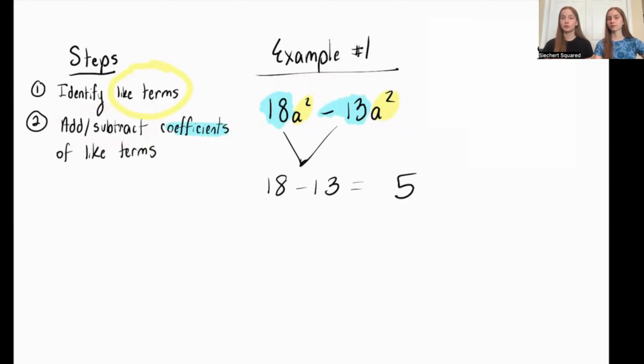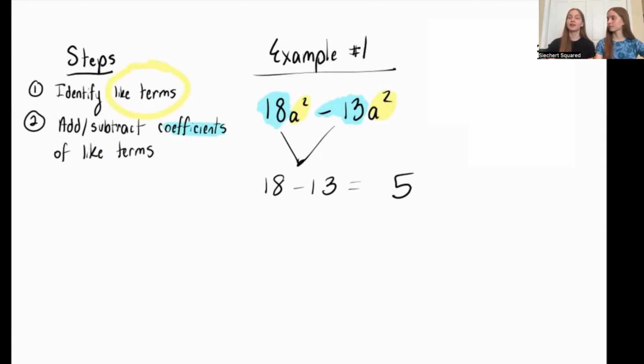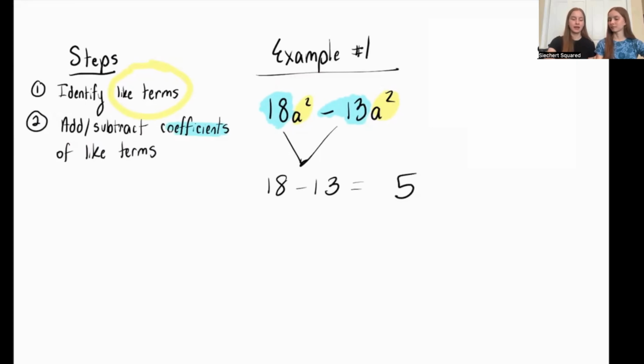The way we like to think about it is, when we're combining like terms, I like to think about our terms as objects. Let's say instead of having an a squared, I have a Snickers bar in front of me. This 18a squared is telling me I have 18 Snickers bars, and the minus 13 means you take 13 of those Snickers bars away. So let's say I have 18 Snickers bars, and Megan comes over and takes 13 of those from me. Total, we only end up with 5 left.